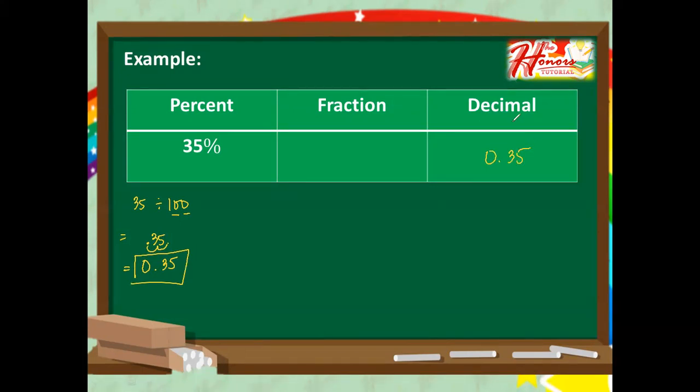How about the fractional part? Please have 35 here as your numerator. So 35 over, count the number after the decimal point. So you have here 1 and 2. So you have here 100. And then just evaluate if it is already in its simplest form.